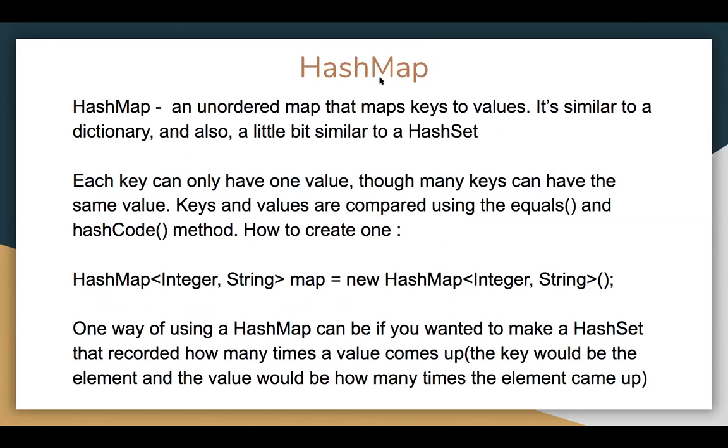Hash map. So there's 4 in total, 4 data collections. And so this one is called hash map. And this is an unordered map that maps keys to values. So this is similar to a dictionary and also a little bit similar to a hash set.